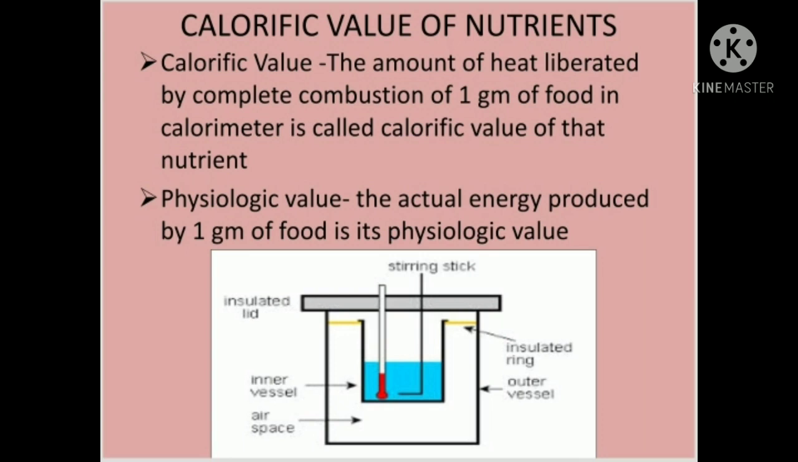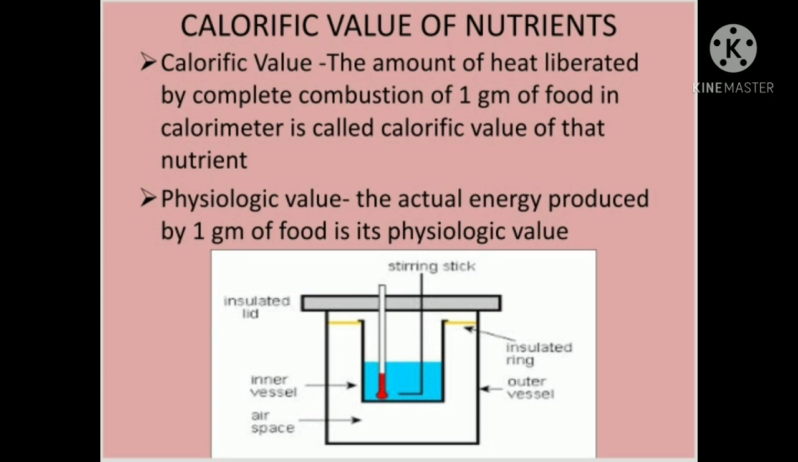So it is the heat which is liberated by the complete combustion of 1 gram of food in a calorimeter. Calorimeter is an instrument. So by measuring the amount of heat in the calorimeter after the complete combustion of 1 gram of food, that is called what? That is called the calorific value of that nutrient.